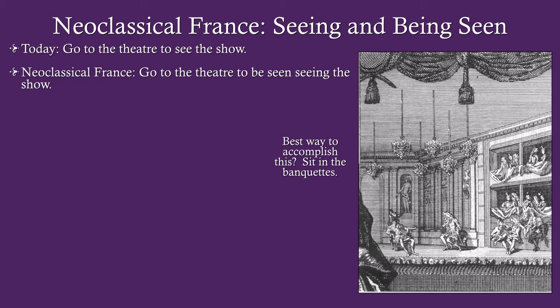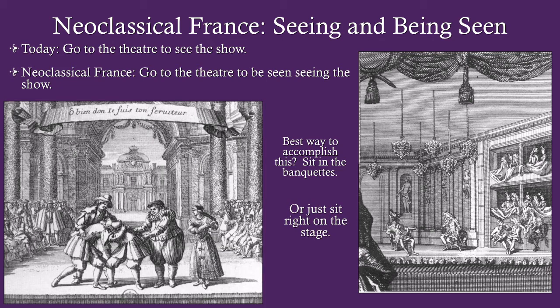All right, what if your theater doesn't have boxes? You know what? You can just double down on that. Sit right on the stage. Here's another example of an illustration from a French neoclassical theater. Everyone on the left and on the right here on the side, those are audience members. And audience members in this era, the nobility, are infamous for demonstrating their disregard for what's going on stage, because they're just there to be seen.